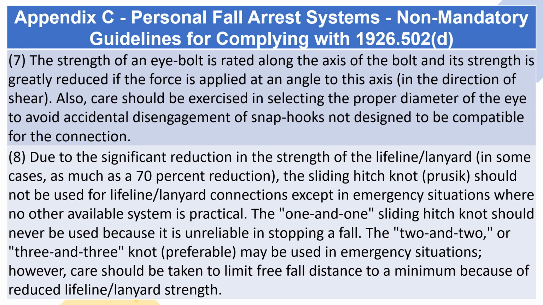8. Due to the significant reduction in the strength of the lifeline/lanyard, in some cases, as much as a 70% reduction, the sliding hitch knot, Prusik, should not be used for lifeline/lanyard connections except in emergency situations where no other available system is practical. The 1N1 sliding hitch knot should never be used because it is unreliable in stopping a fall. The 2N2 or 3N3 knot, preferable, may be used in emergency situations. However, care should be taken to limit free fall distance to a minimum because of reduced lifeline/lanyard strength.